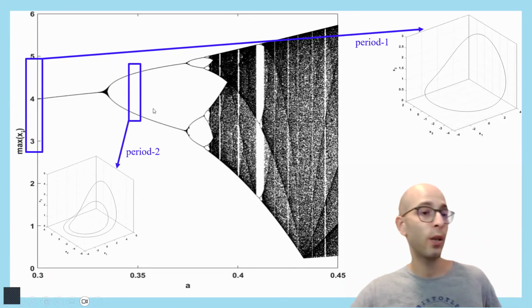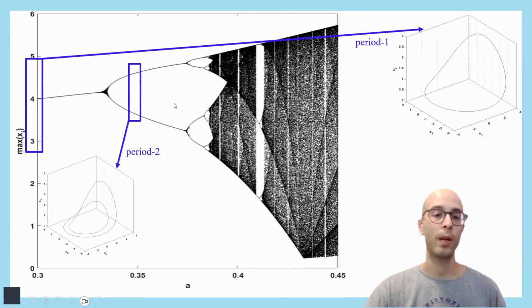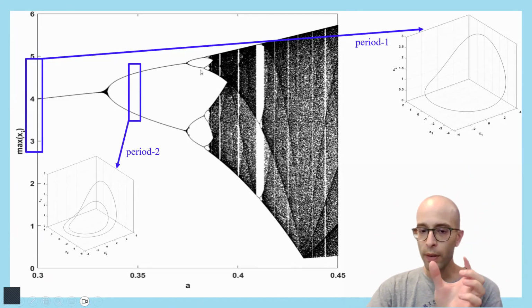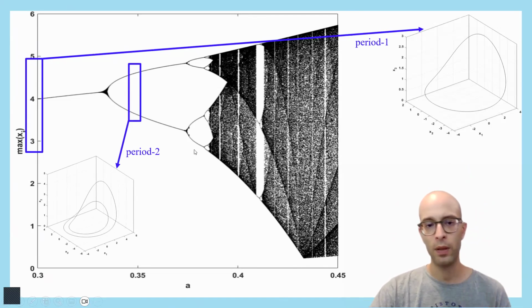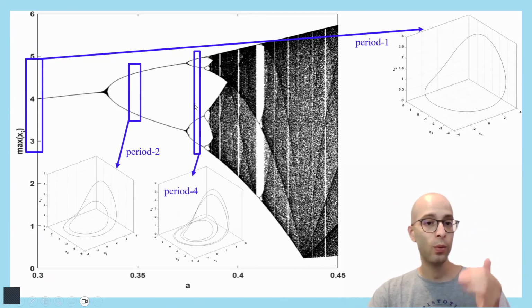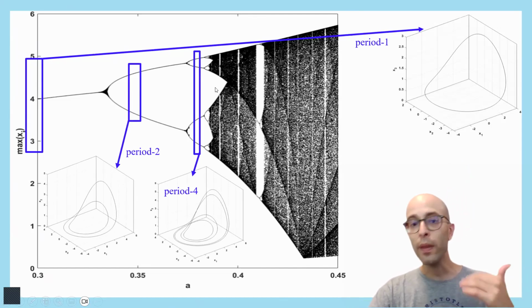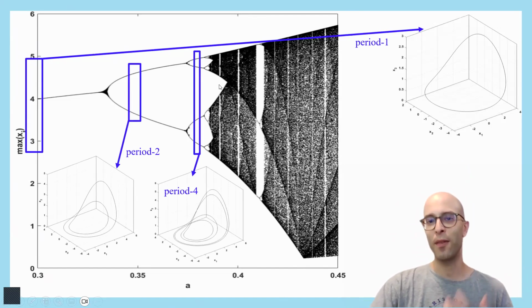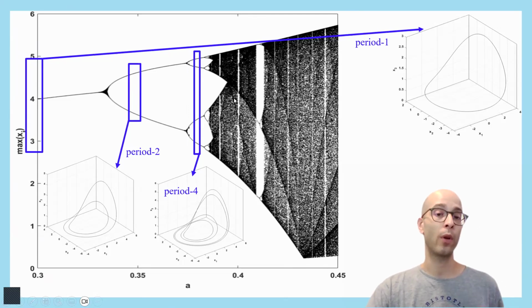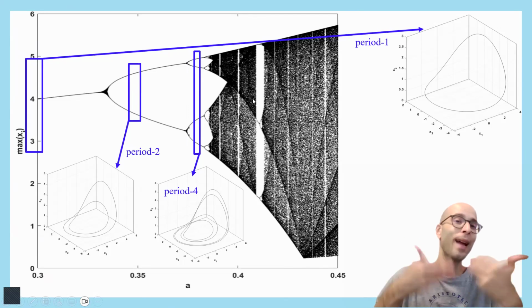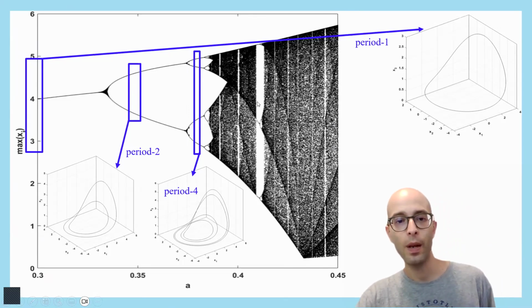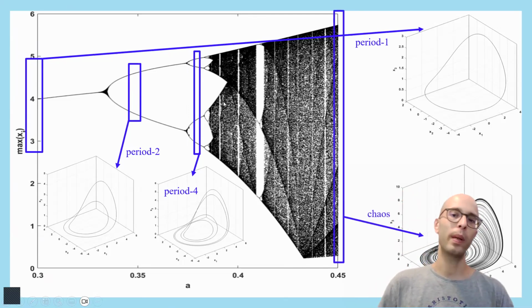So in this range we have period 2 because we have two local maxima. Then for a smaller region right here, 0.37 and so on, you have 1, 2, 3, 4 local maxima, so you have period 4. And for all the other values that are very dense, the black regions, here we have an innumerable number of local maxima. Basically, we cannot count how many local maxima we have, which is of course indicative of chaotic behavior.